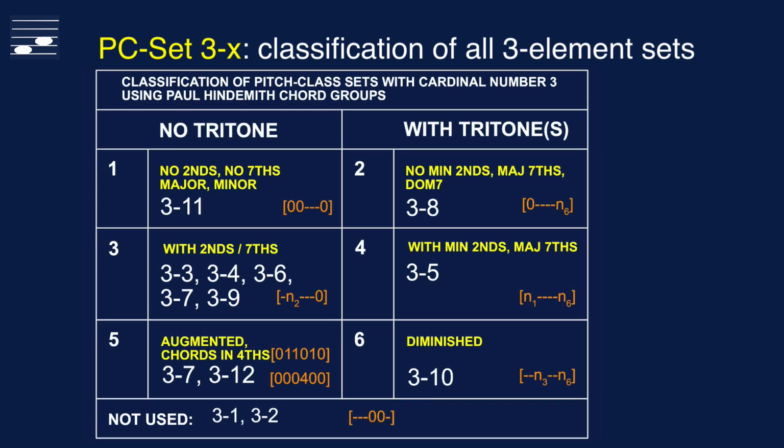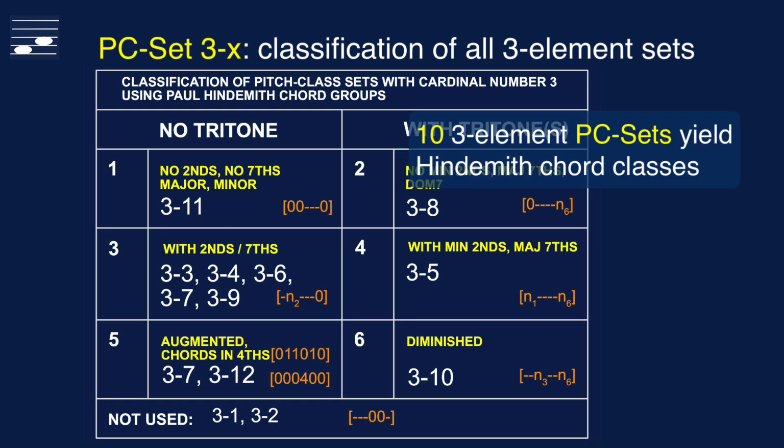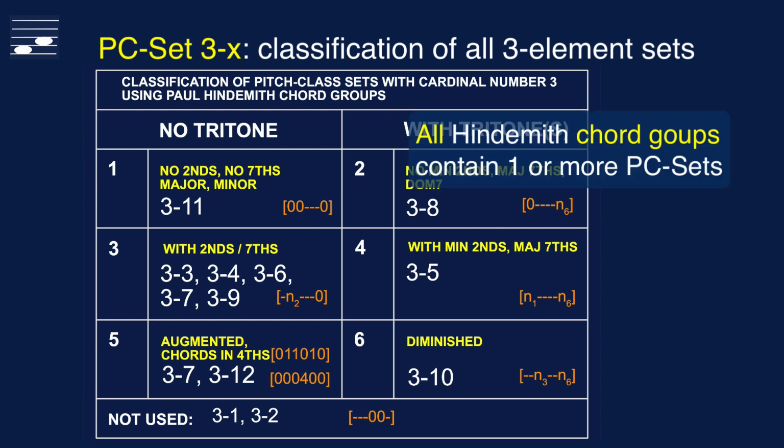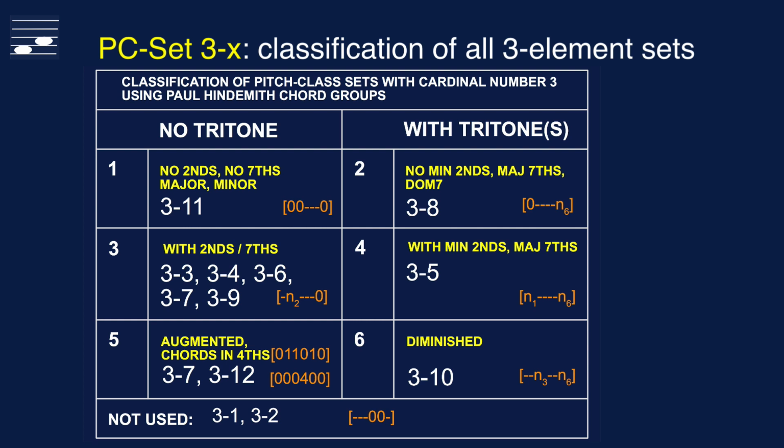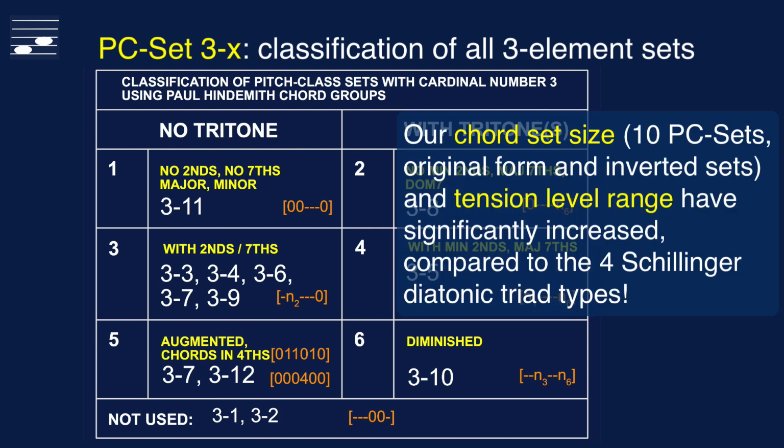The classification result in the Hindemith table shows that 10 PC sets fit the scheme, while 2 have been rejected. All 6 possible groups contain 1 or more 3-element sets. PC set 3-7 is the triad in fourths. It is ambiguous and may be categorized as either group 3 or 5.